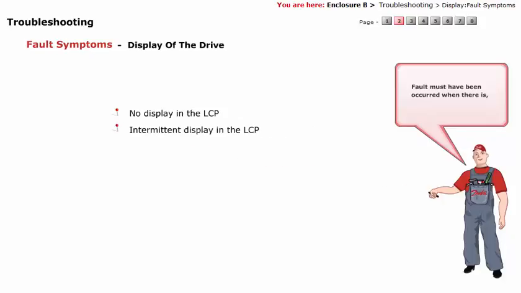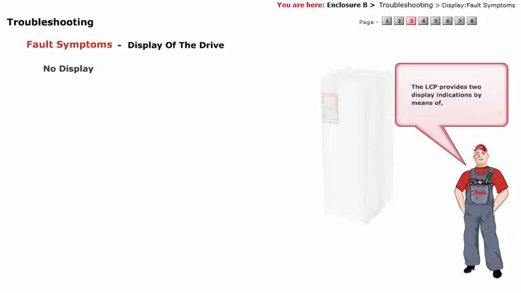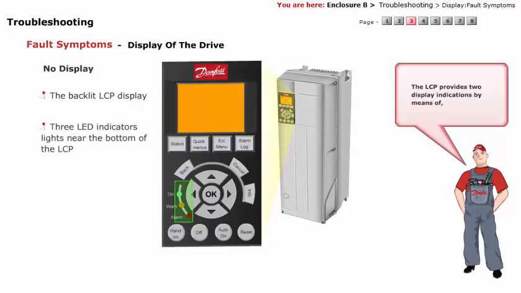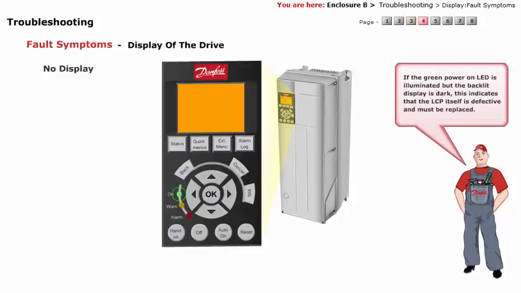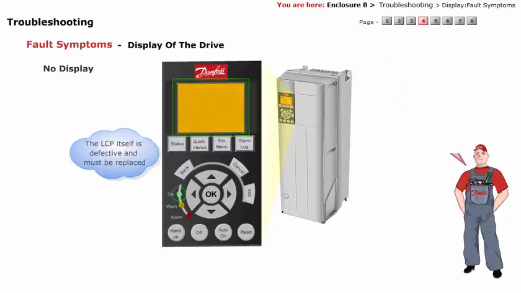Intermittent display in the LCP. No display. The LCP provides two display indications by means of the backlit LCP display and 3 LED indicator lights near the bottom of the LCP. If the green power on LED is illuminated, but the backlit display is dark, this indicates that the LCP itself is defective and must be replaced.